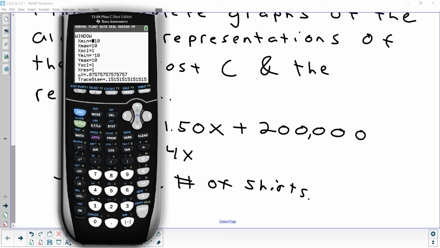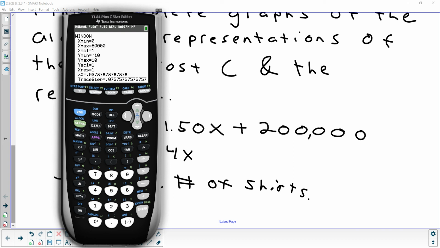And x is the number of shirts we sell. Jack, can we have a negative number of shirts? No, we can't make negative shirts. So 0 would be the smallest. What's the highest? We don't know. Let's try 50,000 shirts.